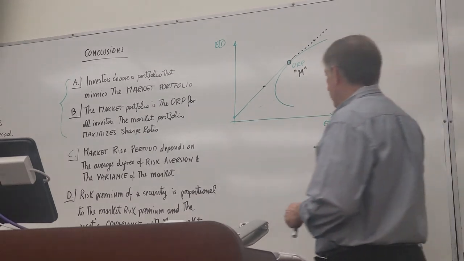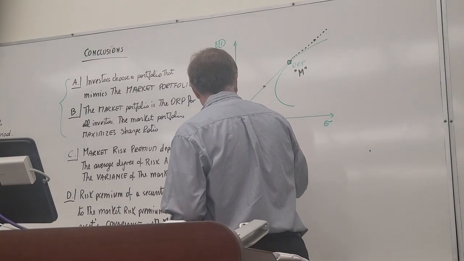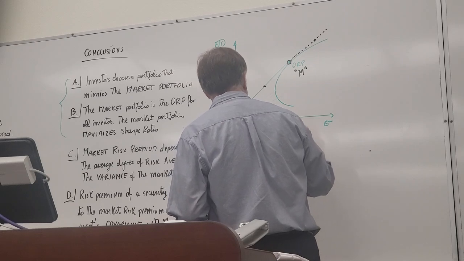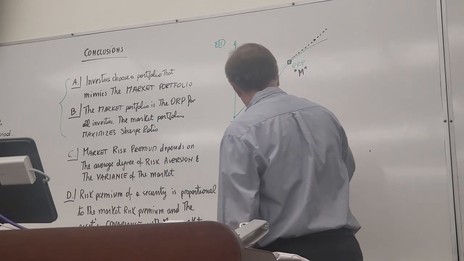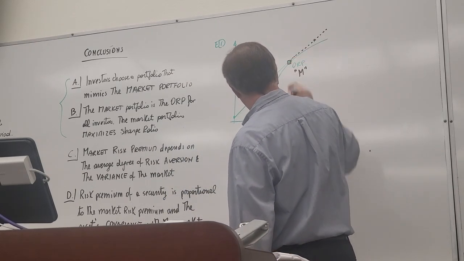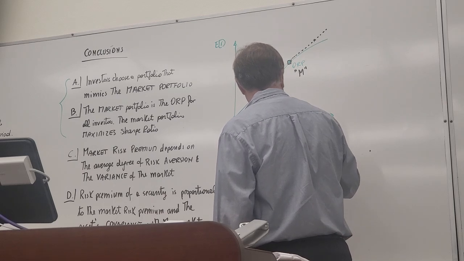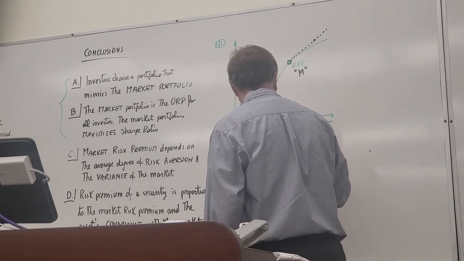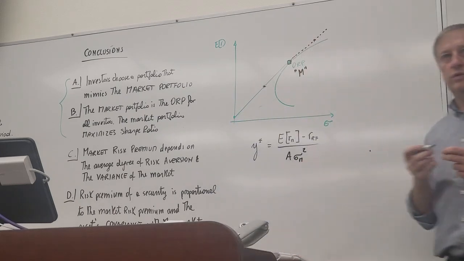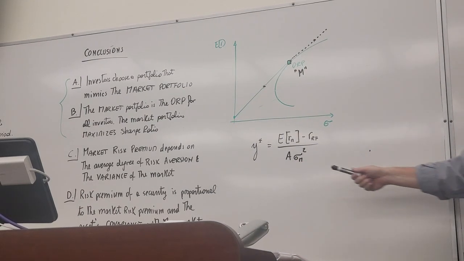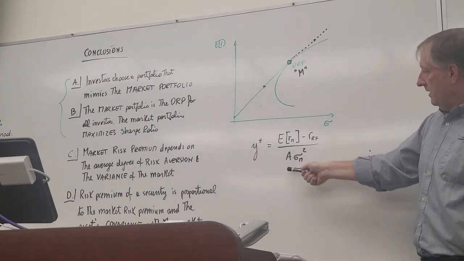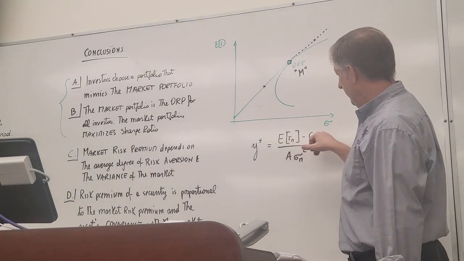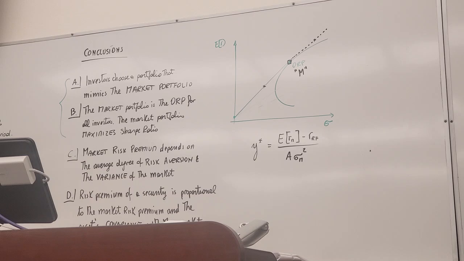So if you remember when we calculated the y star, there was E(r_P), in this case M, because M is the portfolio everybody wants, minus r_f, divided by A sigma_M squared. This told you how each individual, given his dislike for risk, will allocate his assets between T-bills and the risky asset.